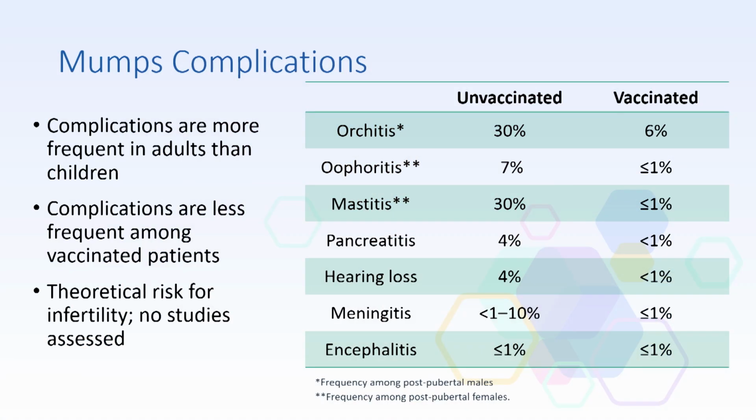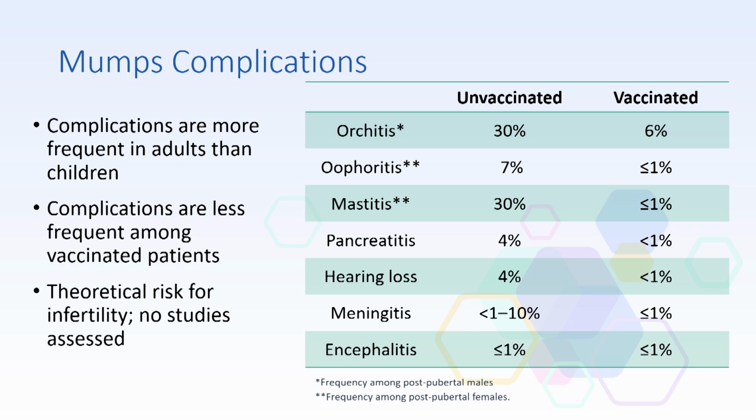The most common complications are shown in this table on the right and include orchitis or swelling of the testicles, oophoritis, or swelling of the ovaries, mastitis, pancreatitis, hearing loss, meningitis, and encephalitis. Complications are more frequent in adults than children, and complications are less frequent among vaccinated patients.